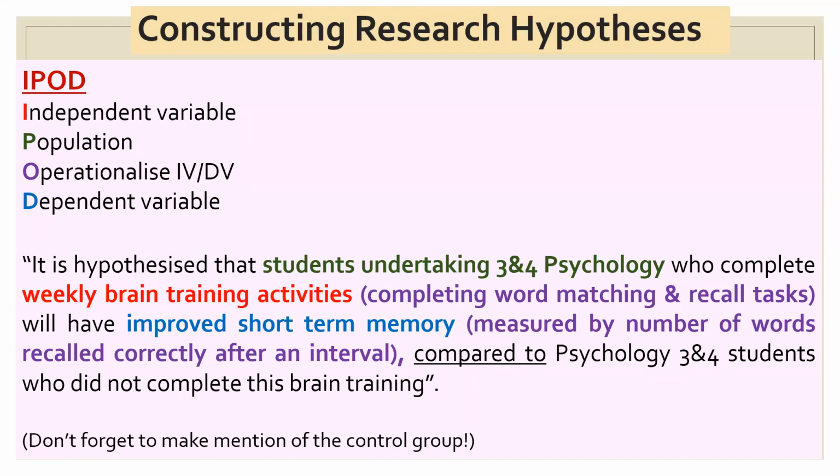So obviously you need to say compared to the students who did not complete this brain training, who were not exposed to the IV. This is our control group. You must make mention of them, okay? So make sure you do make mention of them. Usually, structure-wise, most of the time it makes sense to mention them at the end after you've talked about what the effect on the experimental group is going to be about.